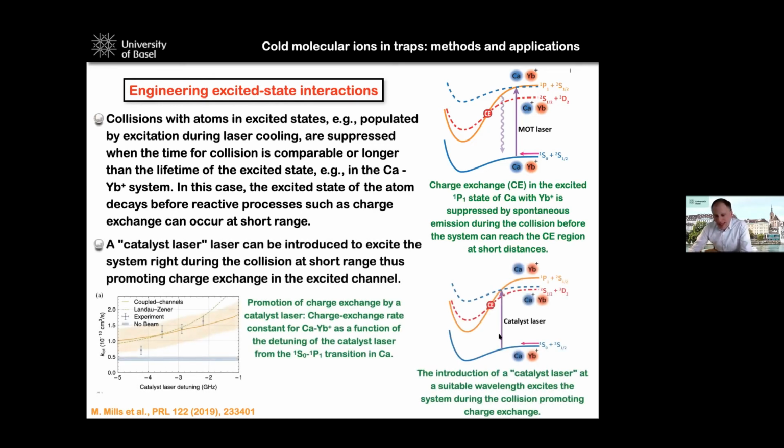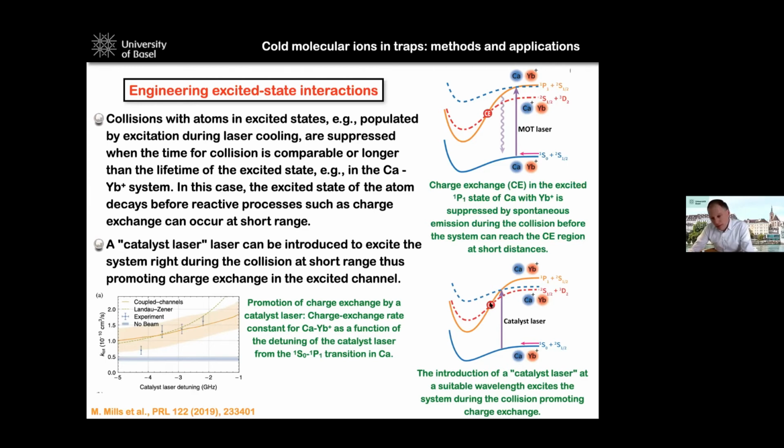So what one can now do, both to prove this and to play around with it a bit, is apply an additional laser beam, which is not like the MOT laser beams already in the experiment, but a beam a bit detuned from the usual MOT transition, to excite the system not in the asymptotic region, but further inwards when the two collision partners have come closer together.